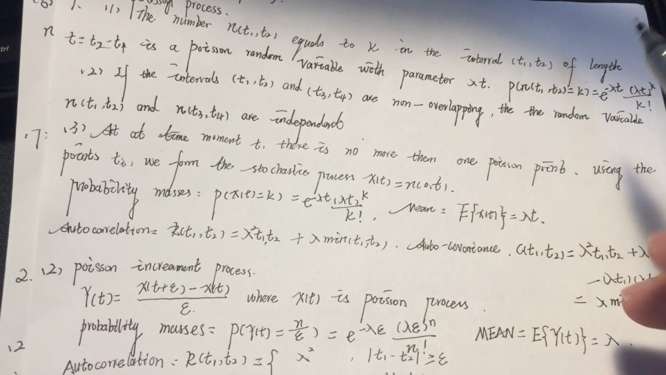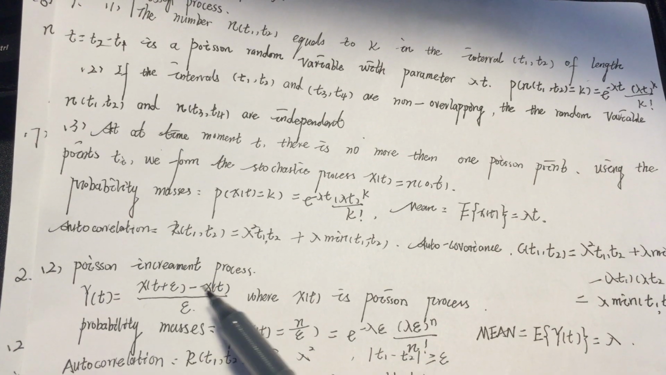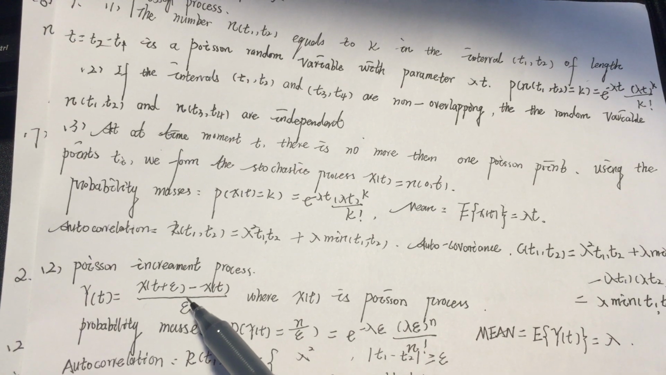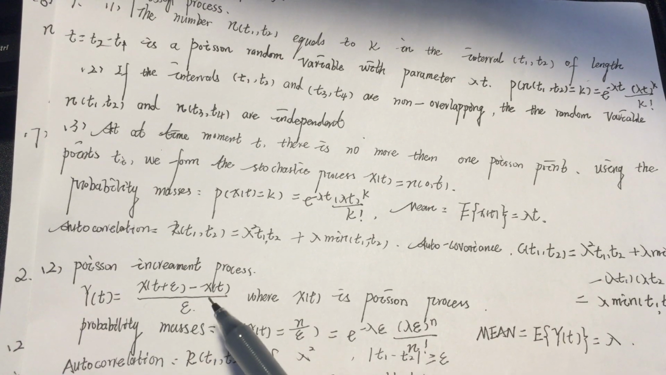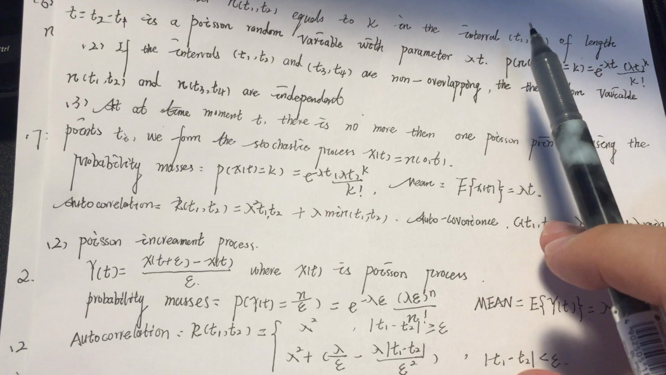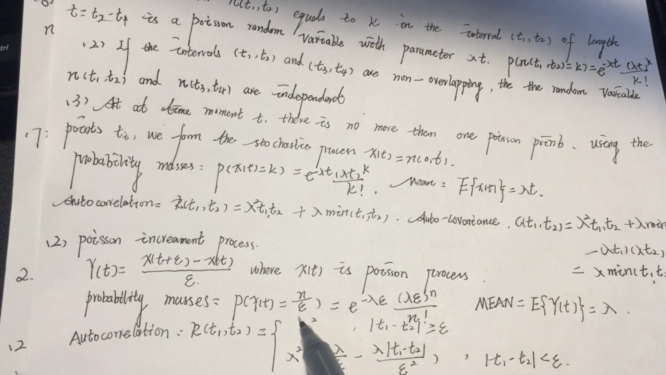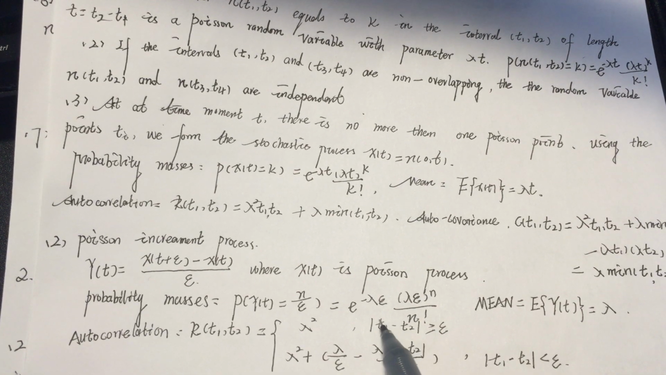Then the second part asks about the Poisson increment process, where Y(t) equals X(t plus epsilon) minus X(t), over epsilon, and X(t) is the Poisson process. As I found in the lecture notes, the probability mass, the probability of Y(t) equals n over epsilon, equals e to the power of minus lambda epsilon multiplied by (lambda epsilon) to the power of n over n factorial, and the mean is lambda.